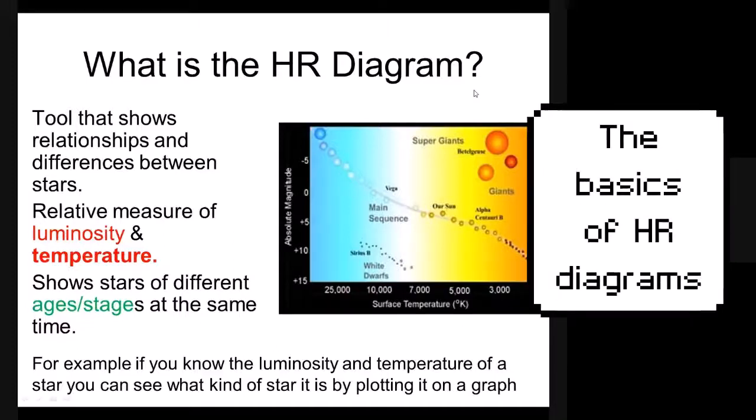So what is an HR diagram? In its basic sense, an HR diagram measures luminosity and temperature. But it can tell us a lot more than just luminosity and temperature. So it can tell us the age or the stage of a star.